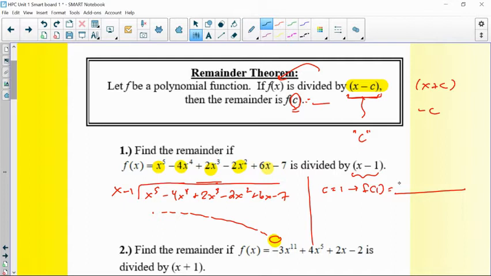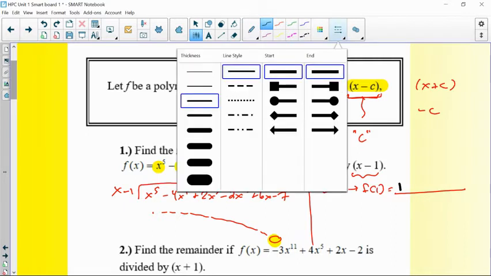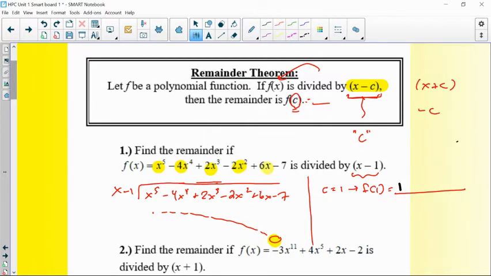So that's 1 to the 5th power is 1. Minus 4 plus 2 minus 2 plus 6 minus 7. So the 2's cancel. That's negative 3. Plus 6 is 3. Minus 7 is negative 10. So as long as I did the arithmetic right, that would have been the remainder.